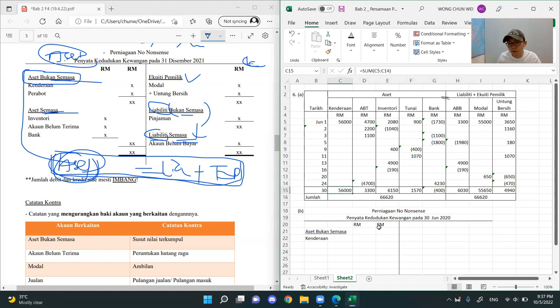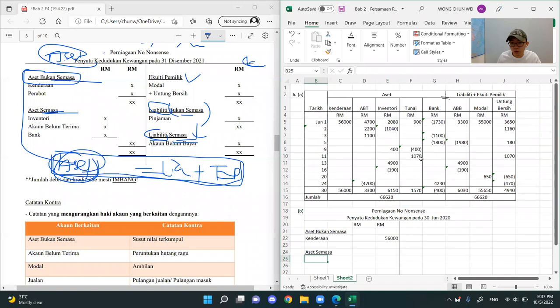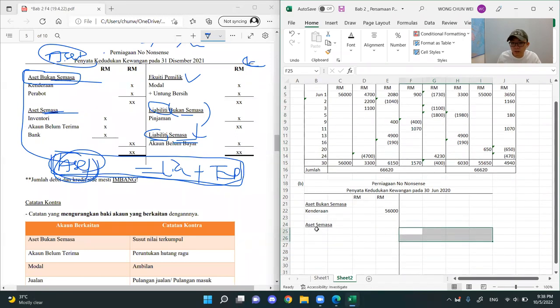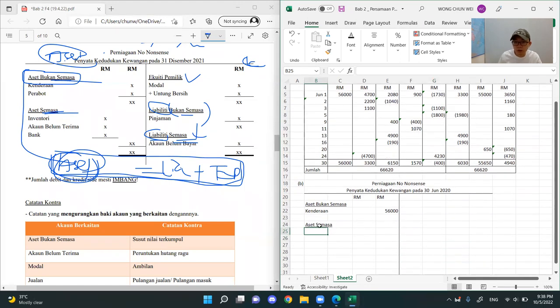All right, so the kenderaan 56,000. Okay, and then after that, your asset semasa. Now this asset semasa, you have to be a bit careful, because the only thing that we include here are these three things. Bank, later we'll put back in our overdraft bank. But for me to show you something, maybe later, for now you go with the normal style.